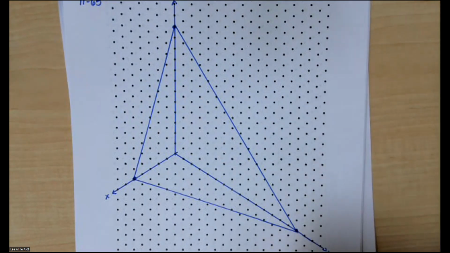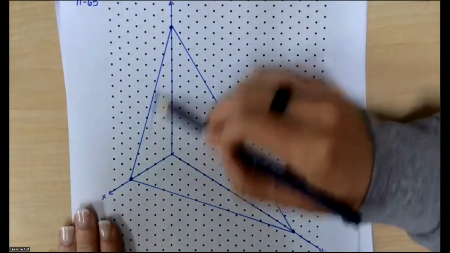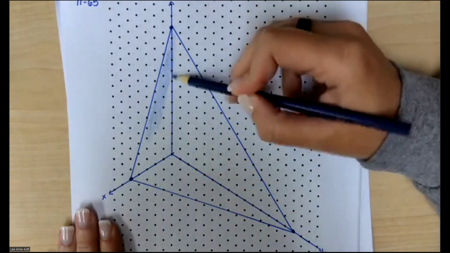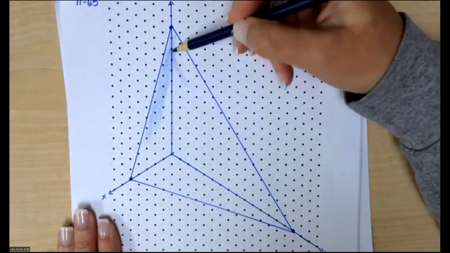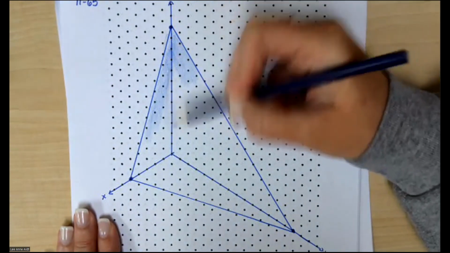And then I like to take a colored pencil and shade in my plane. You guys can shade with a regular pencil if you want. There are colored pencils on the table if you want.